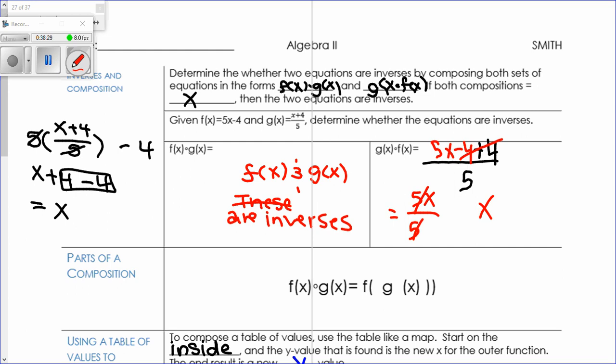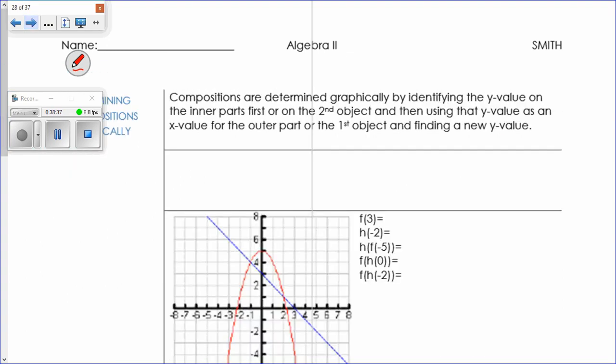Last part, and then it's a wrap. Next page. Compositions are determined graphically. The stuff we did just before, we're going to do with a graph, okay? What does x equal right here? 3. I want to find f of 3. So let me figure out which one is f. This one. Label this f of x. This is h of x. This one's h. That's f.